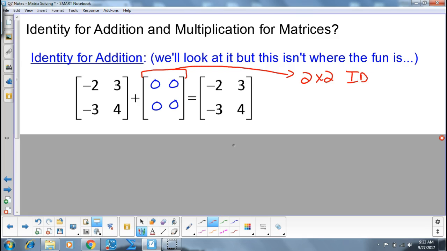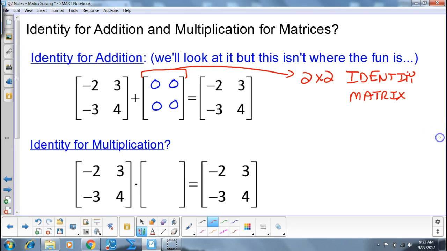identity. What about the identity for multiplication? Some people might call it the multiplicative identity.